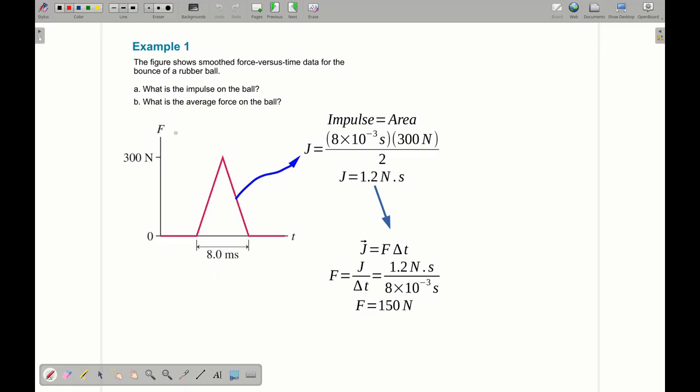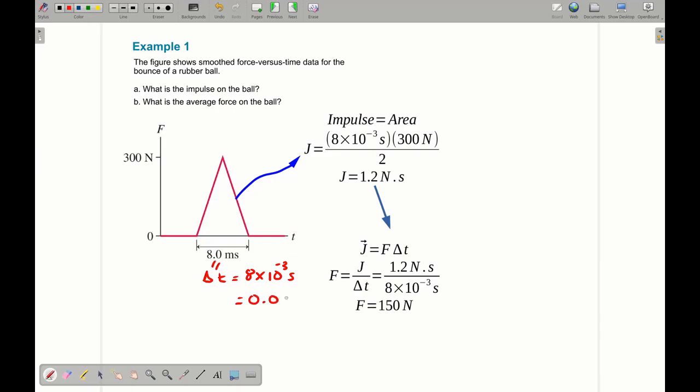So a simple question could be: I apply a force to an object. The figure shows a smoothed force versus time graph. On average, that's how we apply the force, and the time we applied it is about 8 milliseconds. That's a logical time. I'm going to convert this from milliseconds to seconds, like millimeters to meters. So 8 milliseconds will be 8 times 10 to the minus 3 seconds, or divide 8 by 1,000.